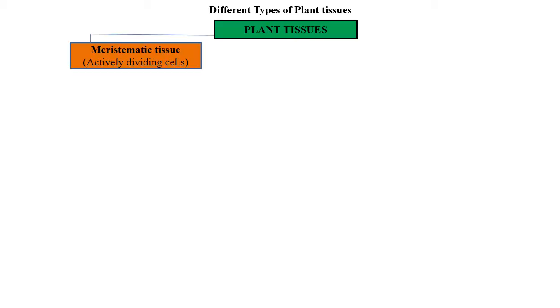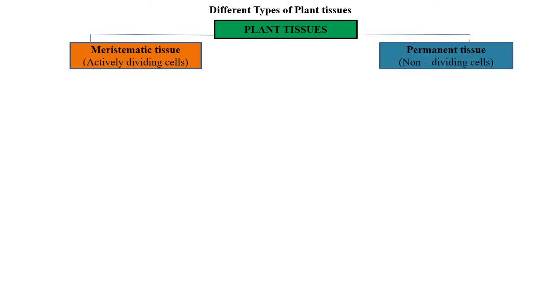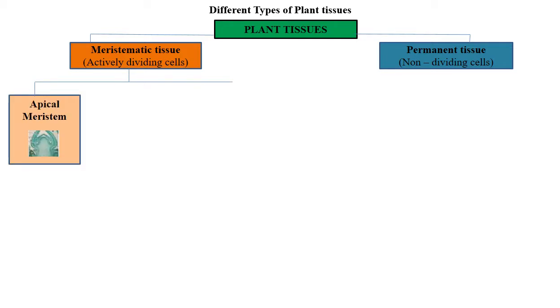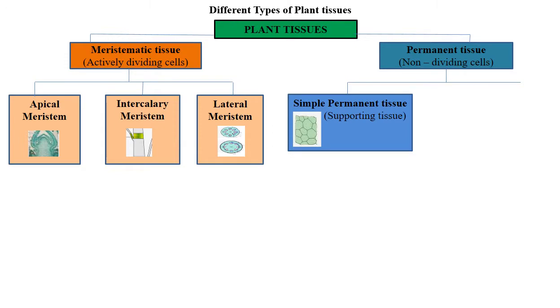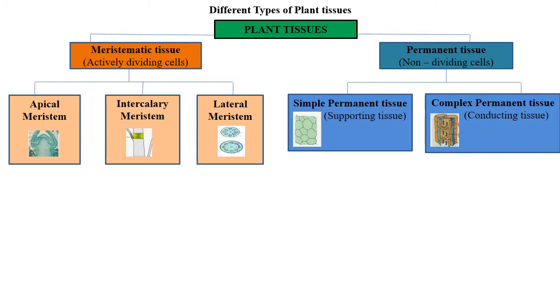In this slide, let us see the different types of plant tissues. Plant tissue is broadly classified into meristematic tissue, which is actively dividing cells, and permanent tissue, which is non-dividing cells. Meristematic tissue is further divided into apical meristem, intercalary meristem, and lateral meristem. Permanent tissue is divided into simple permanent tissue, which is supporting tissue, and complex permanent tissue, which is conducting tissue.